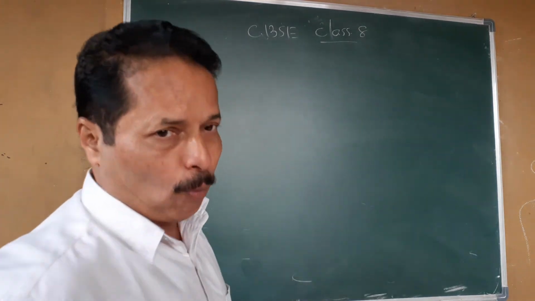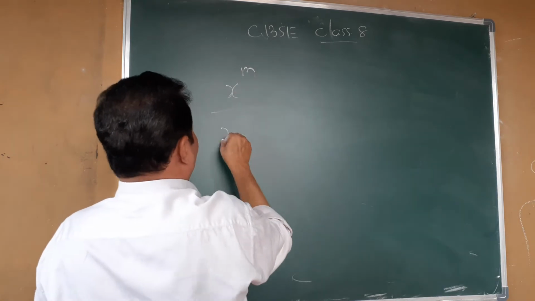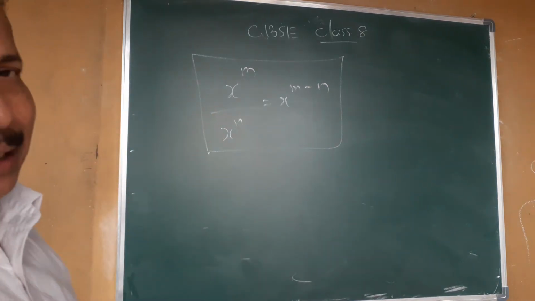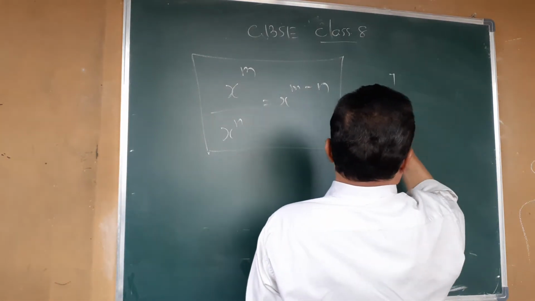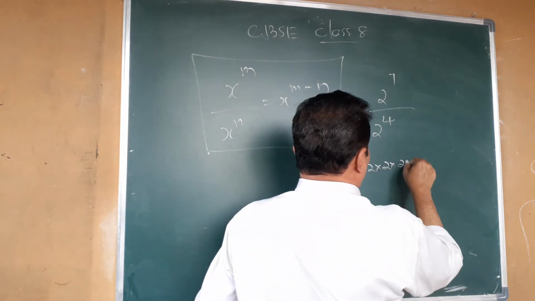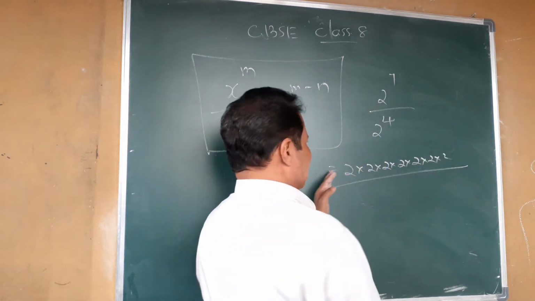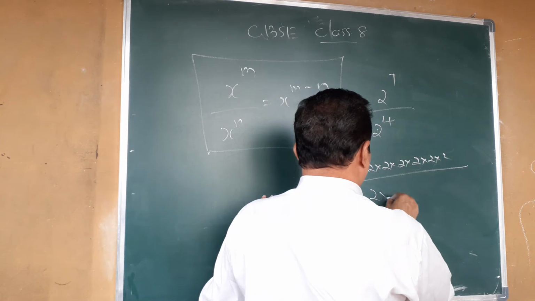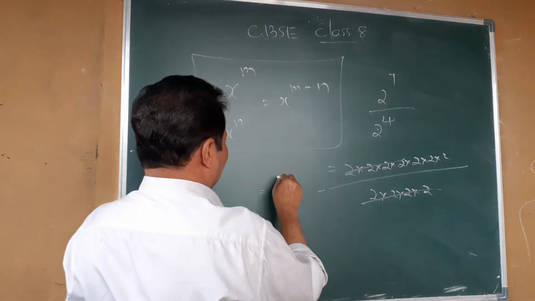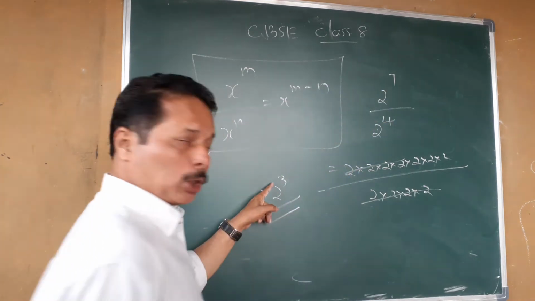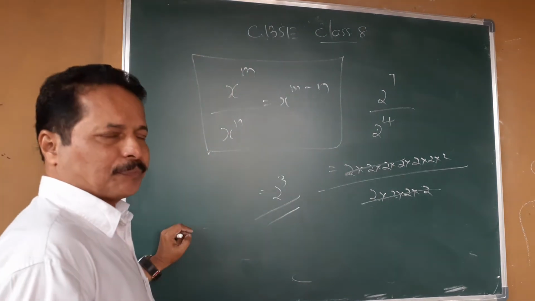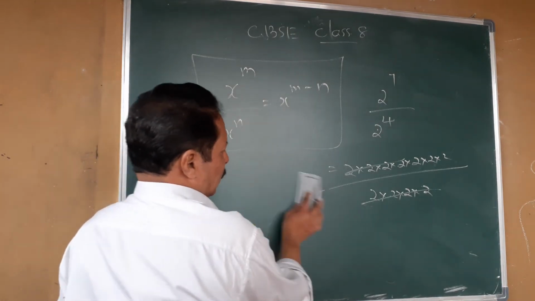Similarly, the second law is x raised to m by x raised to n equal to x raised to m minus n. You write it, the second one. Look here. Now 2 raised to 7 by 2 raised to 4. 2 raised to 7 is 2 into 2 into 2 into 2 into 2 into 2 into 2, divided by 2 raised to 4, which is 4 times. Now 4 2's get cancelled, remaining 2 raised to 3. That is 7 minus 4 equal to 3. That is x raised to m by x raised to n is equal to x raised to m minus n. Is it over? That is second law.